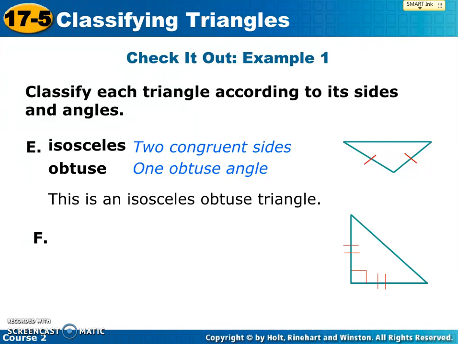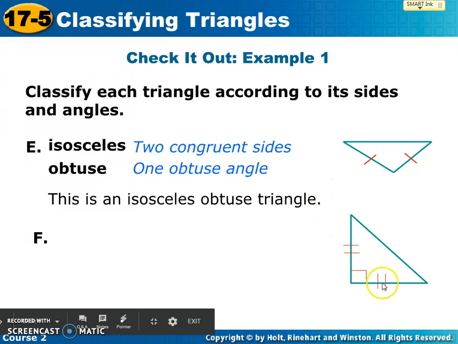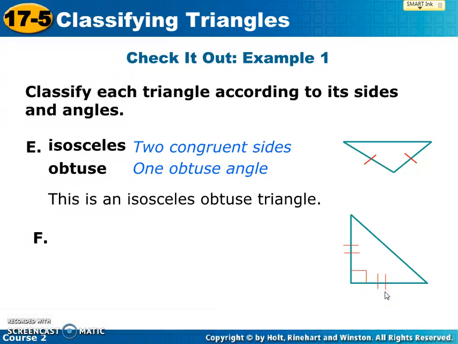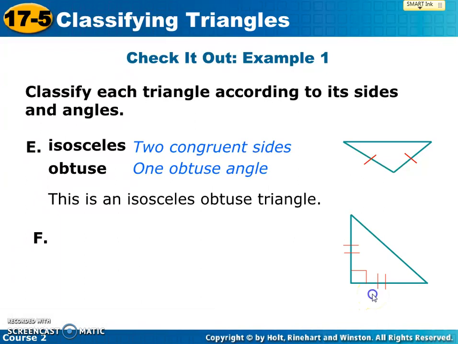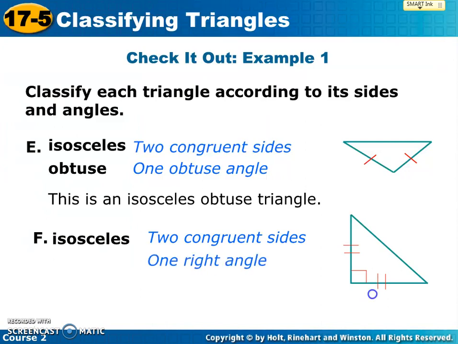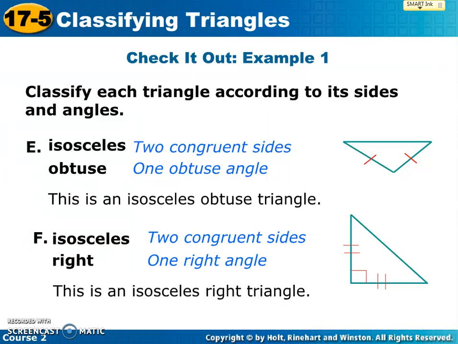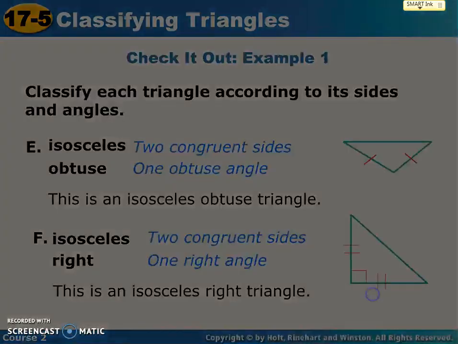In example F, you can see we have some tick marks here, a double tick mark and a double tick mark here. That tells me that two sides are congruent. We also have the symbol in the corner. That should also indicate that it's a right triangle. So two congruent sides tells me that it is isosceles, like the previous example. The symbol in the corner means that it's right, so we know that this is an isosceles right triangle.